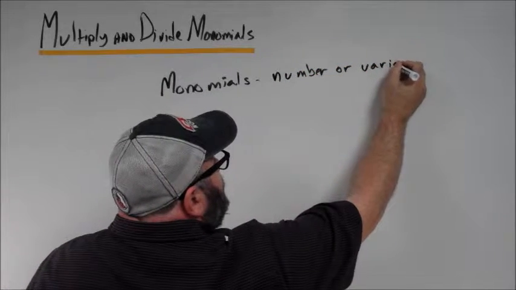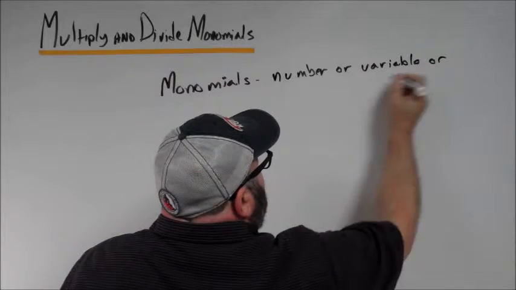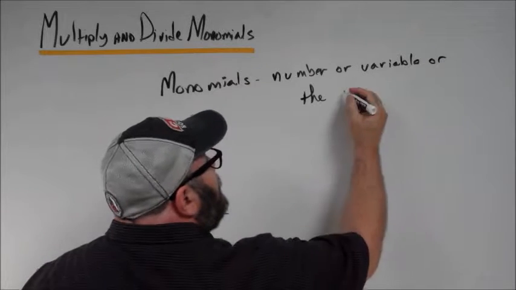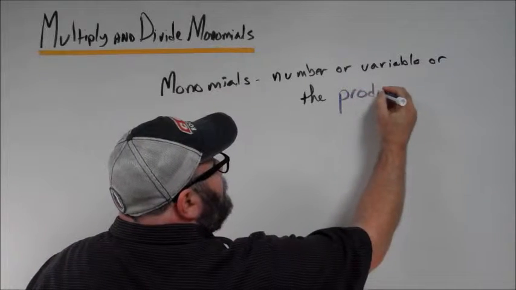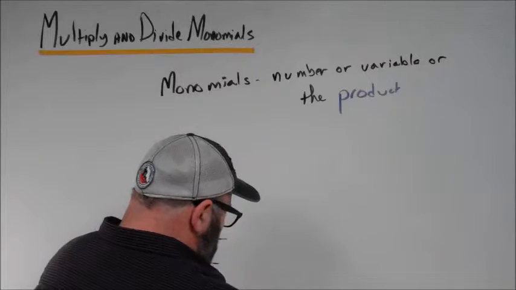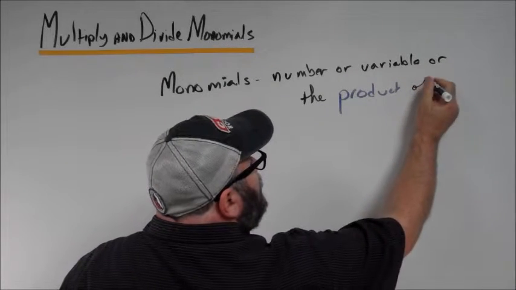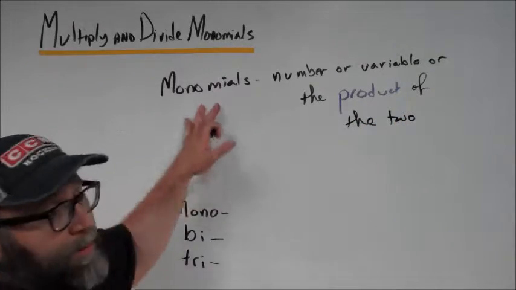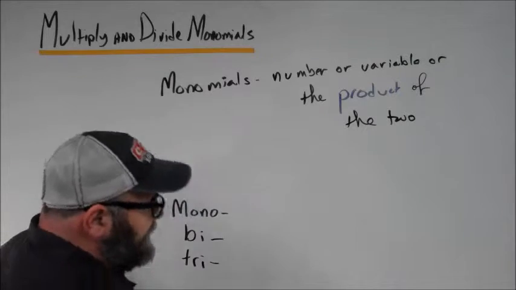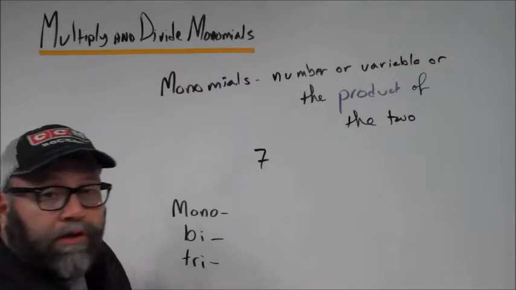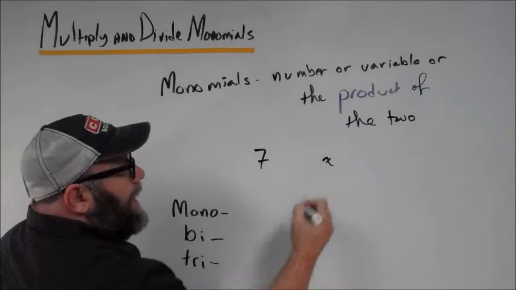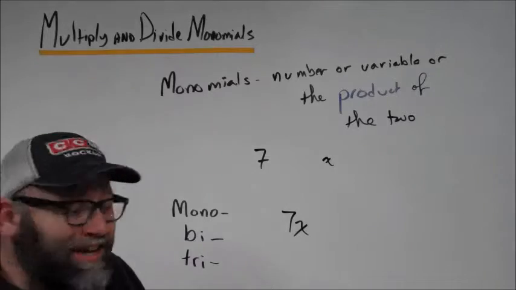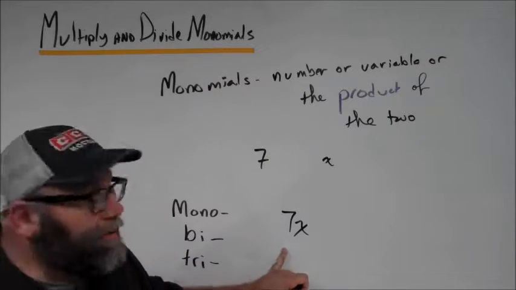or a variable, or, and let's highlight this here, the product of the two. Yeah, so that's what a monomial is. And a monomial, as an example, could be 7, or it could be x, or it could be 7x, the product of a number and a variable.